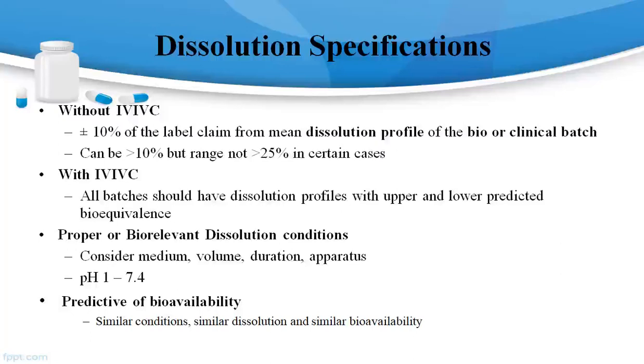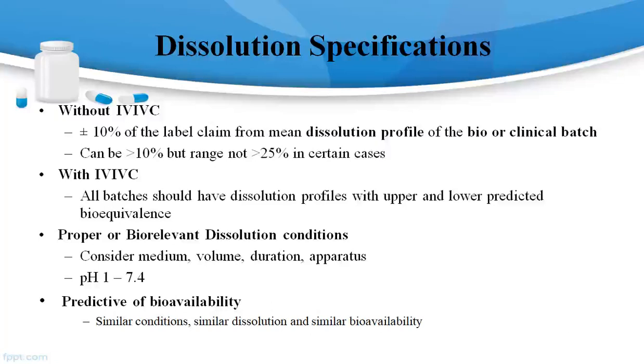Dissolution specification. First is without correlation. In this, plus minus 10% of label claim for the mean dissolution profile of bio or clinical batch only, and it can also be greater than 10% but the range not greater than 25% in certain cases. With correlation, all batches should have dissolution profile within upper and lower predicted bioequivalence.